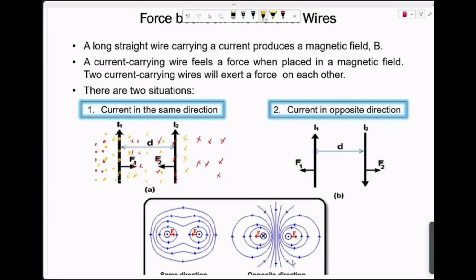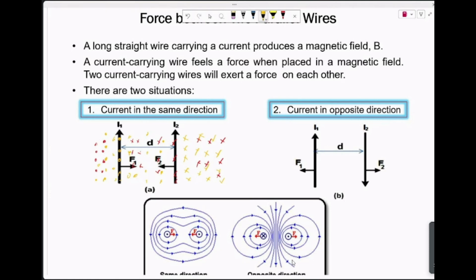Okay. So this one will be into the page. The yellow one is referring to I2. The red one is the magnetic field produced by I1. The yellow one is the magnetic field produced by I2.